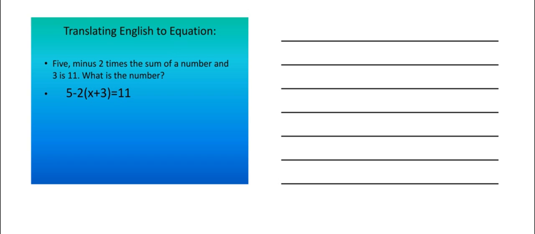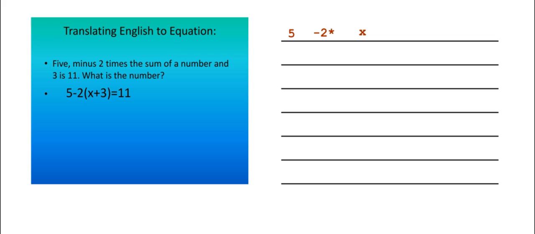Translating English to equation. 5 minus 2 times the sum of a number and 3 is 11. What is the number? I highly recommend you read word problems at least twice. So let's try 5, and what are we doing? Subtracting 2. And we're subtracting 2 times the sum of. Watch out for those two words. Sum of usually implies that they're in parentheses, so be aware of that.